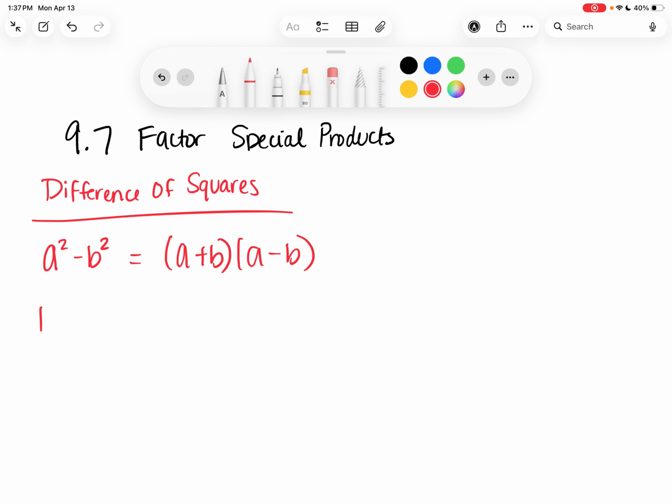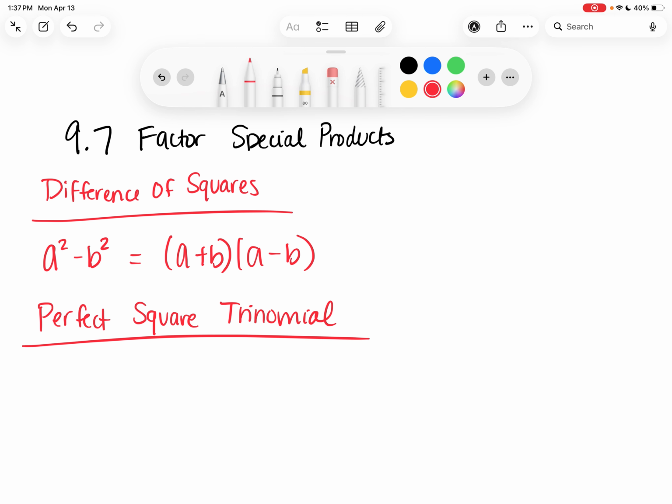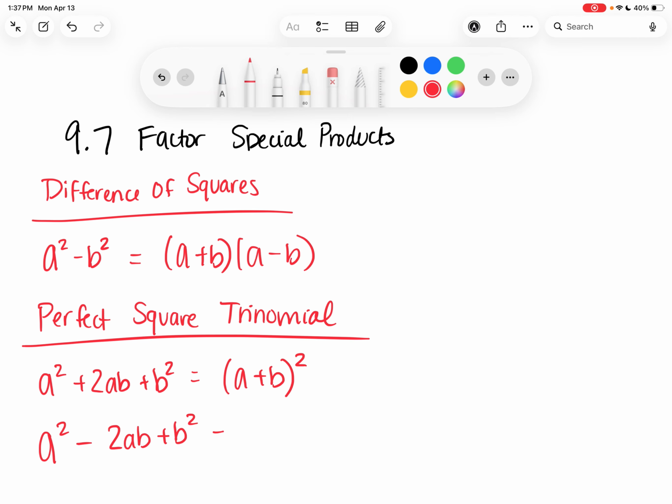The other option is a perfect square trinomial. And there's two different forms here. If we have a squared plus 2ab plus b squared, that's equal to a plus b squared. Or if we have a squared minus 2ab plus b squared, that's equal to a minus b squared.